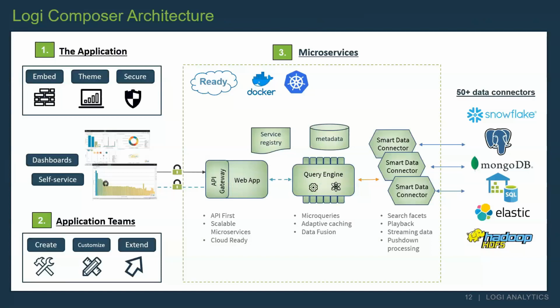So what you see here is Logi Composer's architecture. On the top left, you see the application supported with dashboards and self-service. The bottom left is the tools that the application teams will use to create, customize, and extend analytics into the application. All of this is built on a microservices architecture that is container ready and can be deployed in the cloud. And as I mentioned earlier, there are smart data connectors that connect to modern data sources, and you see some of those examples on the right side of the slide.